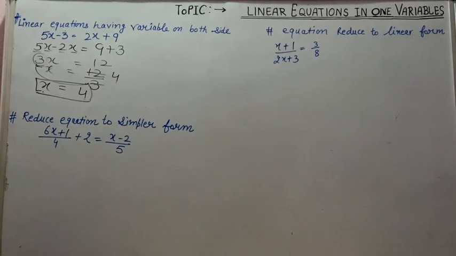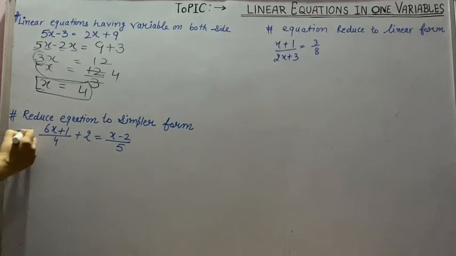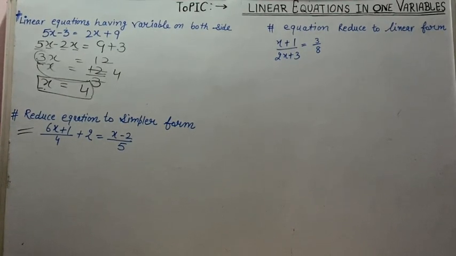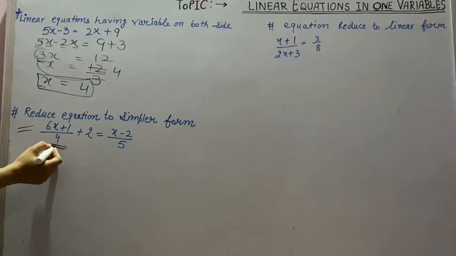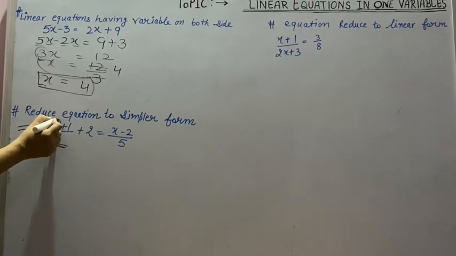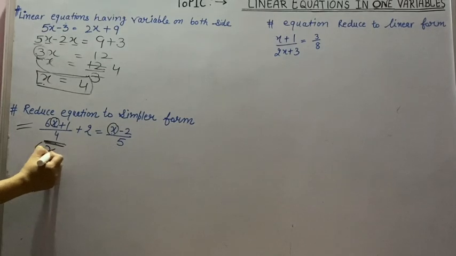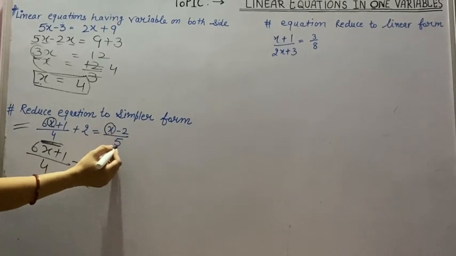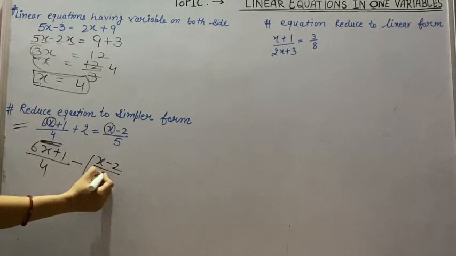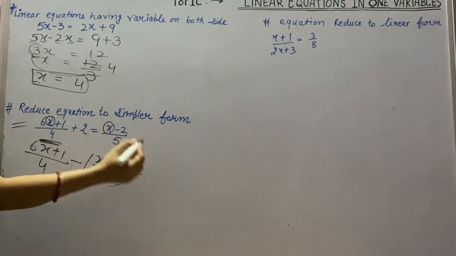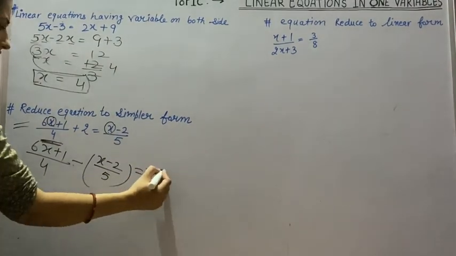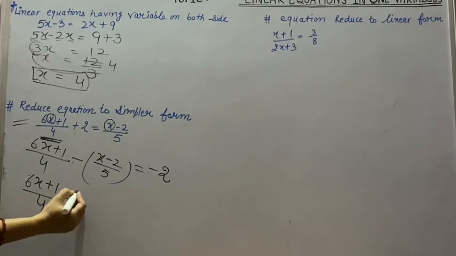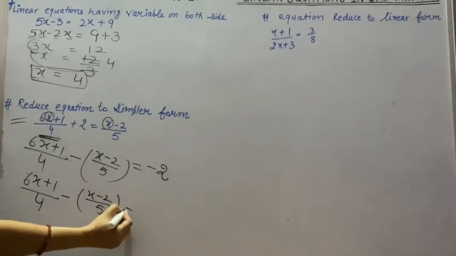Now the second example. What will we do when we have an equation of this type? First, we reduce this equation to the simpler form. Here, it is also a term having the variable, and it is also a term having the variable. Take these terms on one side and constant on the other side. X minus 2 by 5, then sign will be changed, here minus, and 2, take to the left hand side or right hand side, then minus 2. Now we have 6x plus 1 divided by 4 minus x minus 2 by 5 equals minus 2.